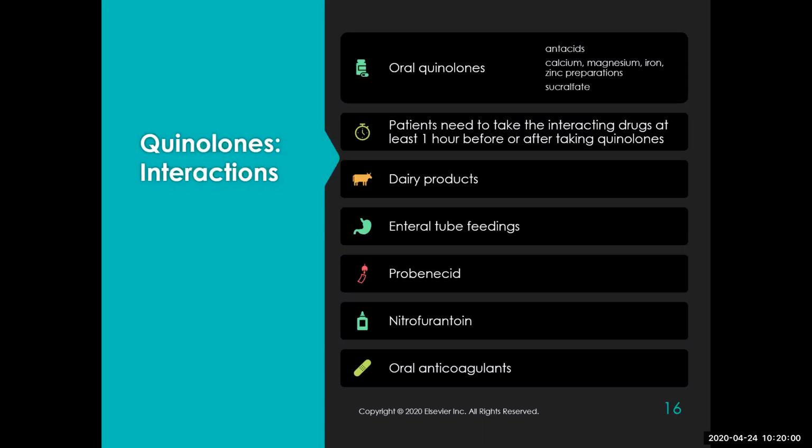Enteral tube feedings will interact, again, because of the same thing with the dairy. They're very much a milk protein-based type of feeding. Probenecid is another one because of what it does in the GI tract, and nitrofurantoin. Most patients won't be on this at the same time they're on quinolones, but if they are, we need to know it reduces absorption. But the oral anticoagulants is the one I want you to remember. So remember anything affecting the GI tract, and that if they're on warfarin especially, there's going to be an interaction between the quinolones and the warfarin.